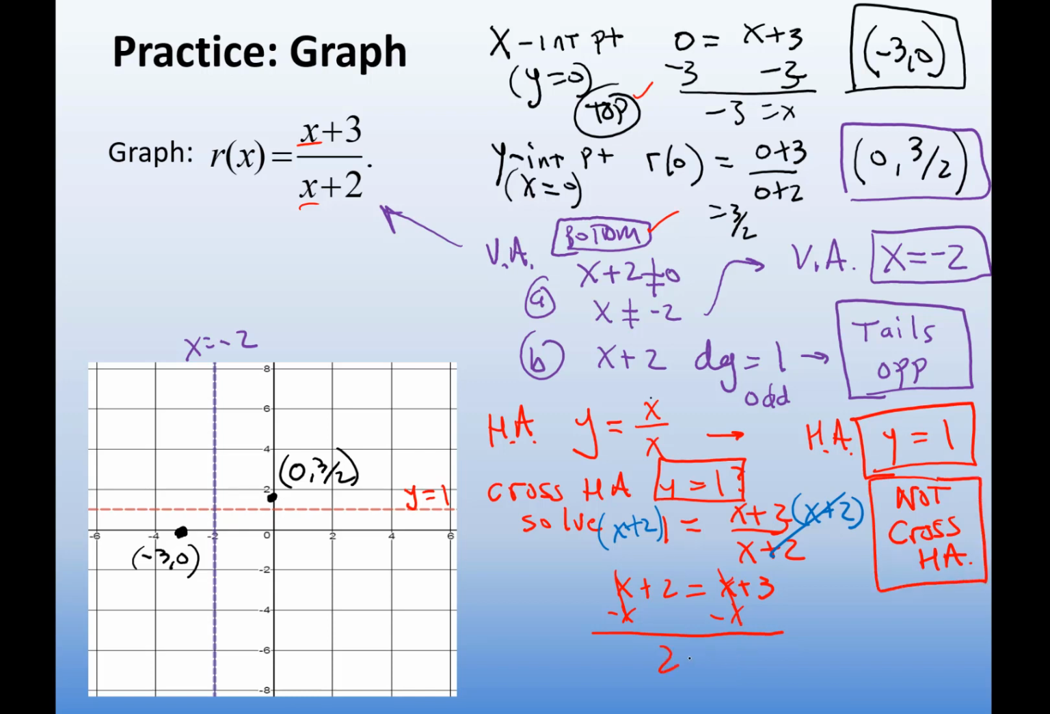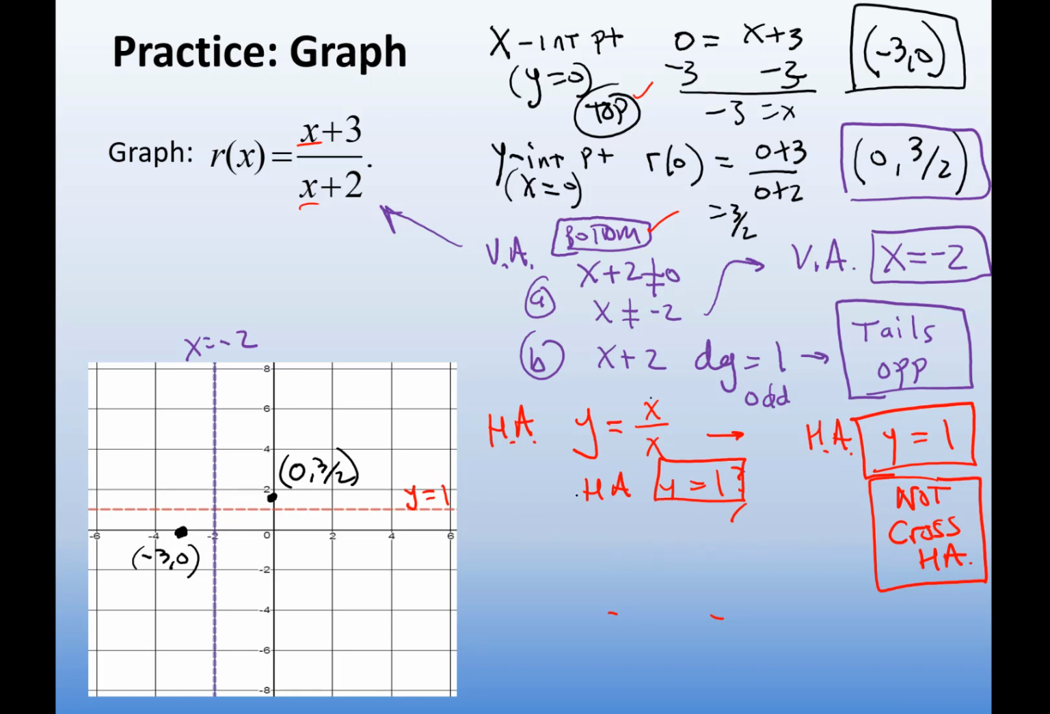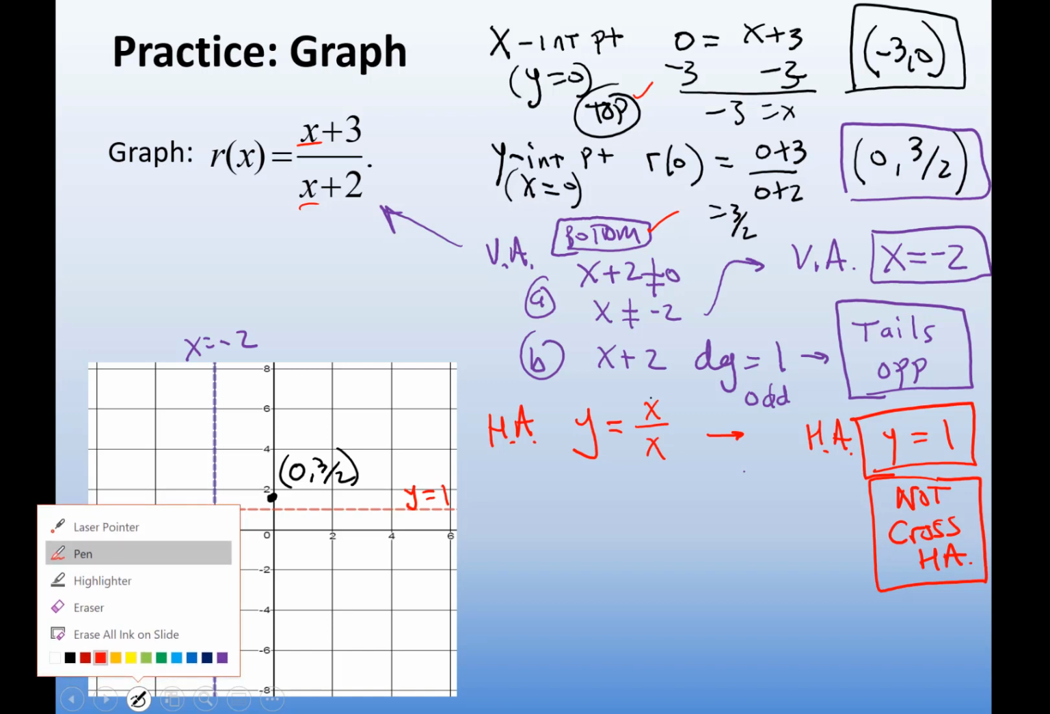Oops, 2 equals 3. I got to go fast now. I only got 1 minute left. So you guys can erase that. And I can't pause this. I got to learn how to do that. But it doesn't cross. We're going to use that fact. And we're going to start putting some details together. Okay, so to graph this guy.